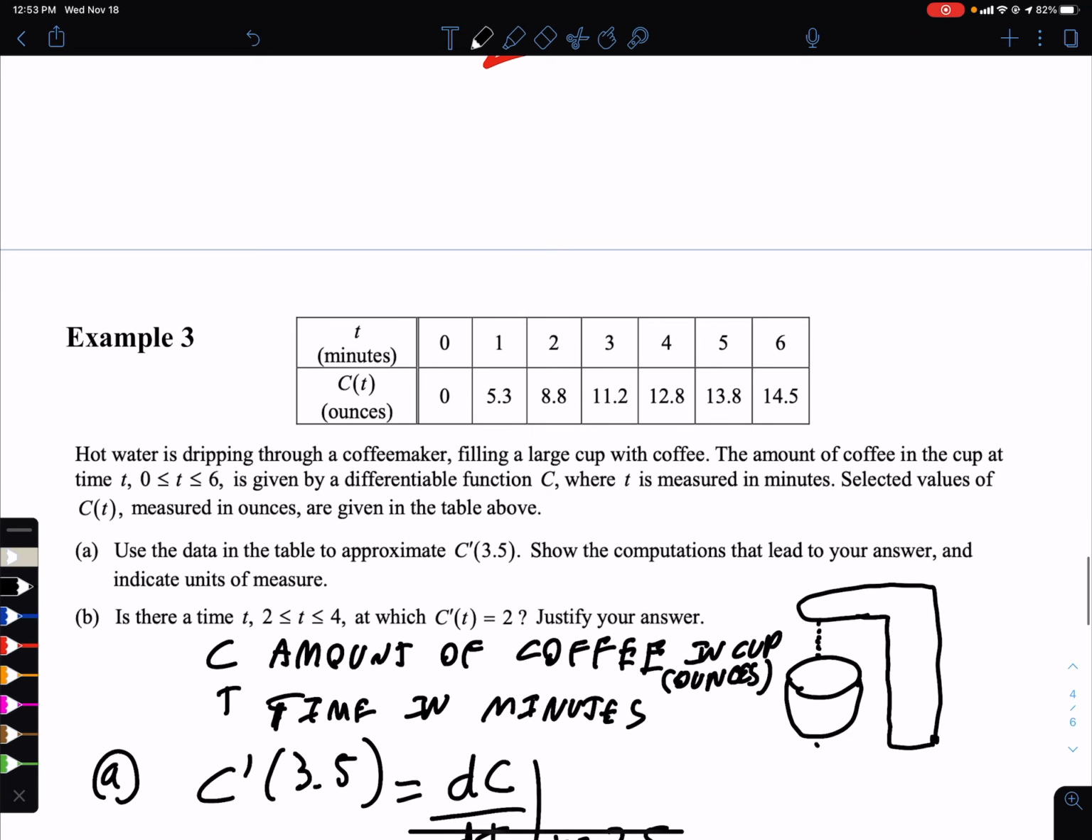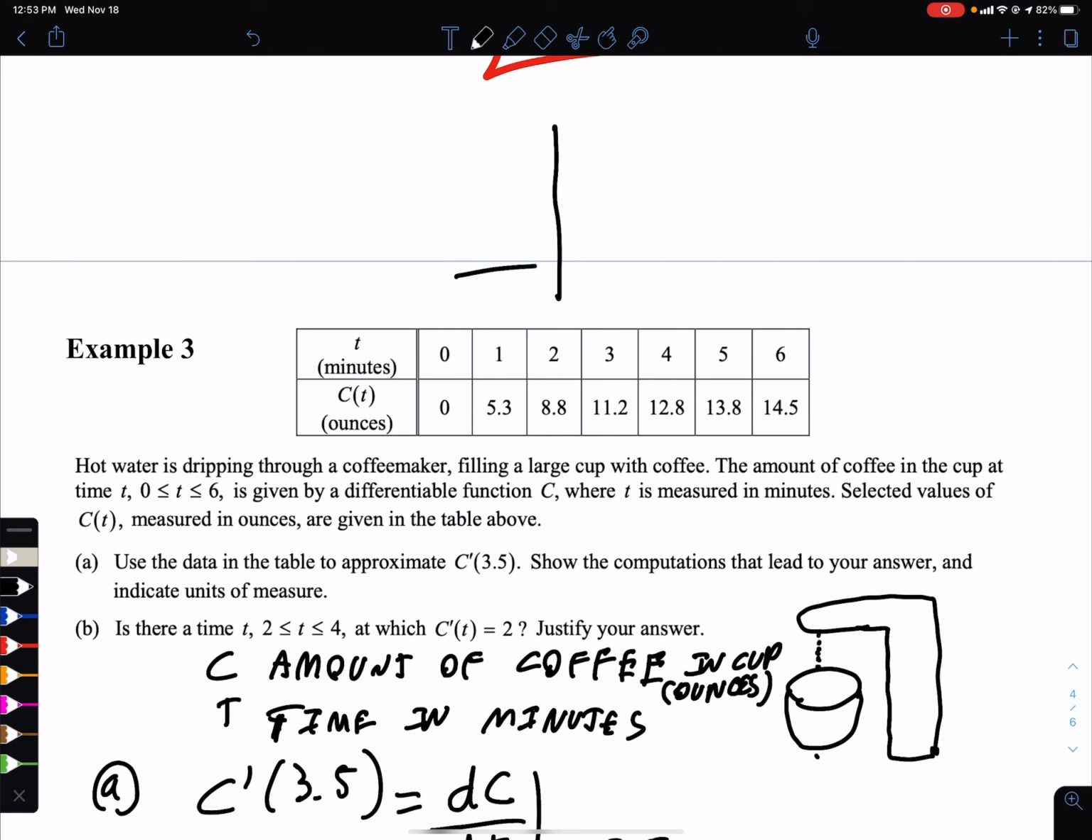And so if we were to graph these points, we have 0, 0, 1, 5.3, 2, 8.8, 3, 11.2. I'm just making up stuff. It's not a perfect graph.